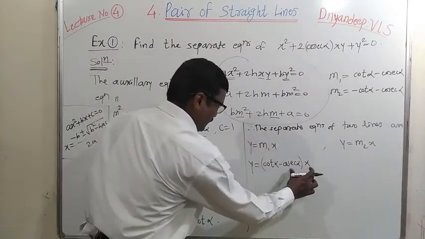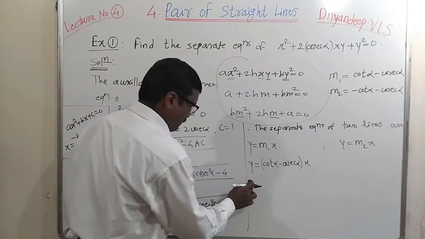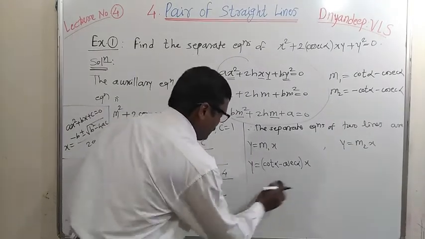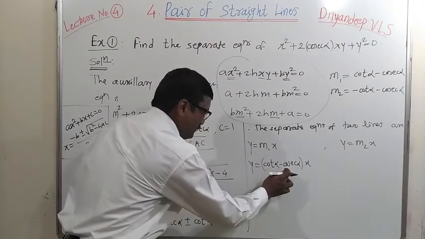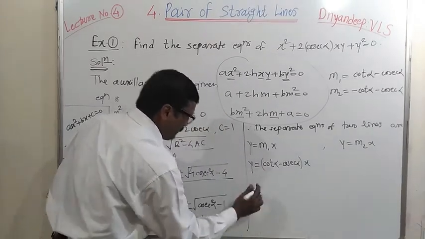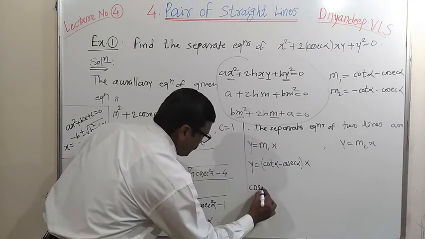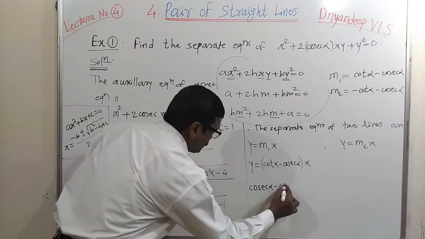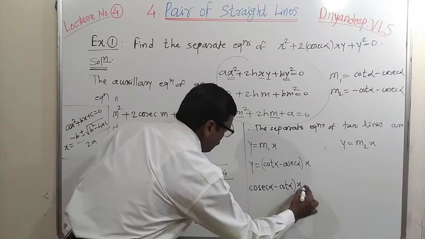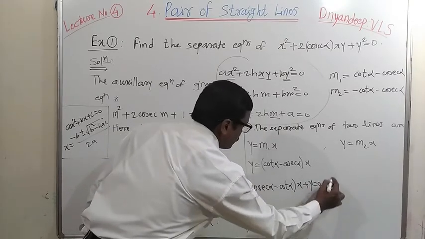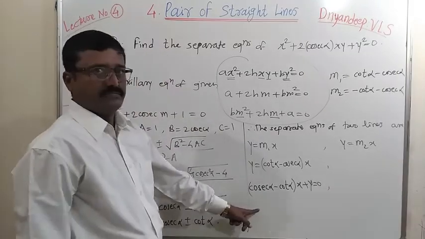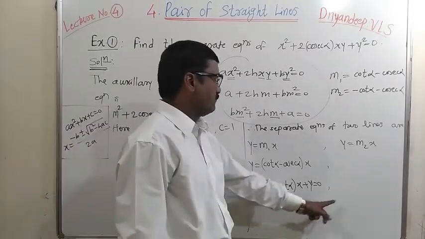So take this x term to the left. Obviously signs will get changed, so this negative becomes positive, positive becomes negative, so we will write it as cosec alpha minus cot alpha out of bracket x, plus y as it is. This is the first line in the form ax plus by equal to 0.